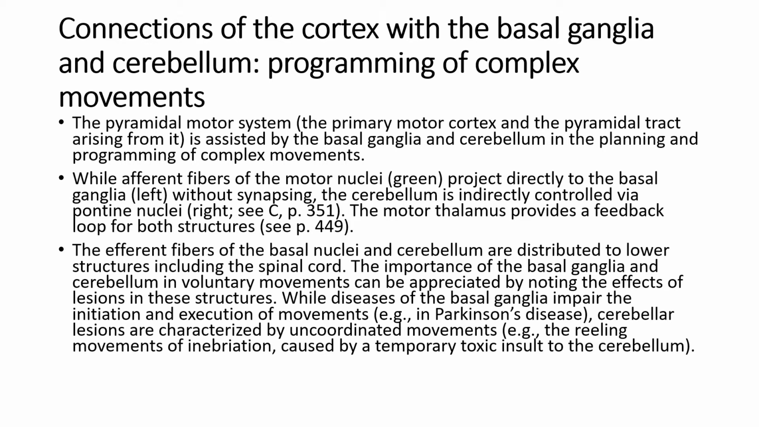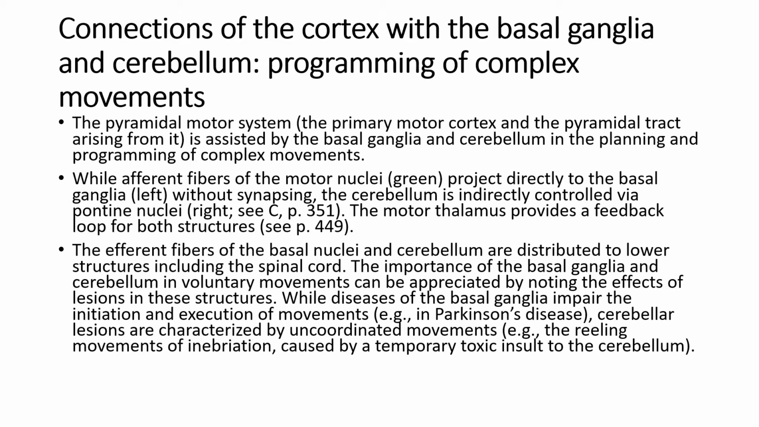Again, we need a planning stage, and we're getting sensory input in from a planning stage, while afferent fibers of the motor nuclei project directly to the basal nucleus without synapsing. The cerebellum is indirectly controlled via pontine nuclei. The motor thalamus provides a feedback loop for both structures. So the efferent fibers of the basal nuclei and the cerebellum are distributed to lower structures, including the spinal cord.